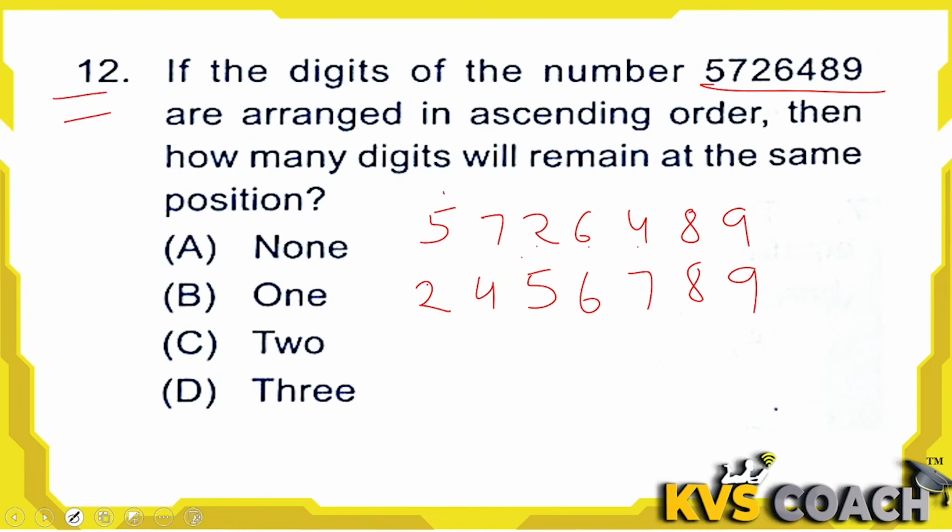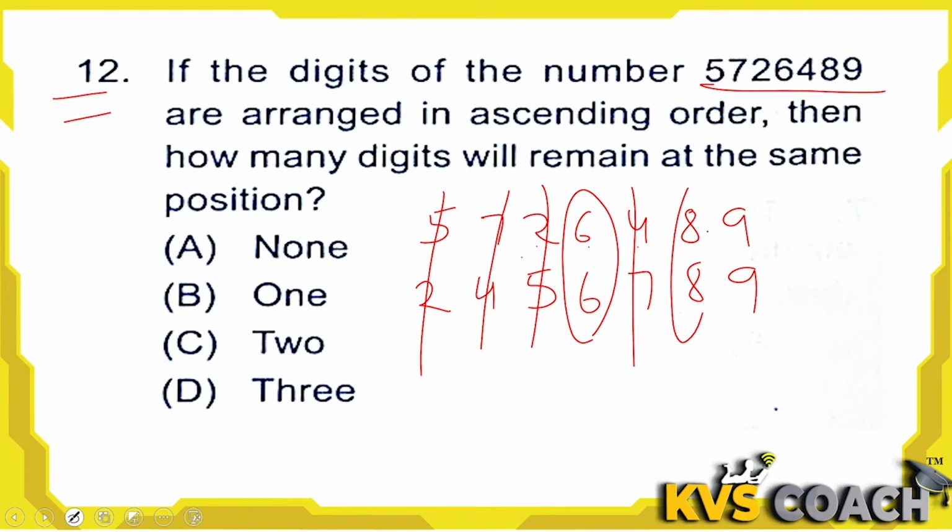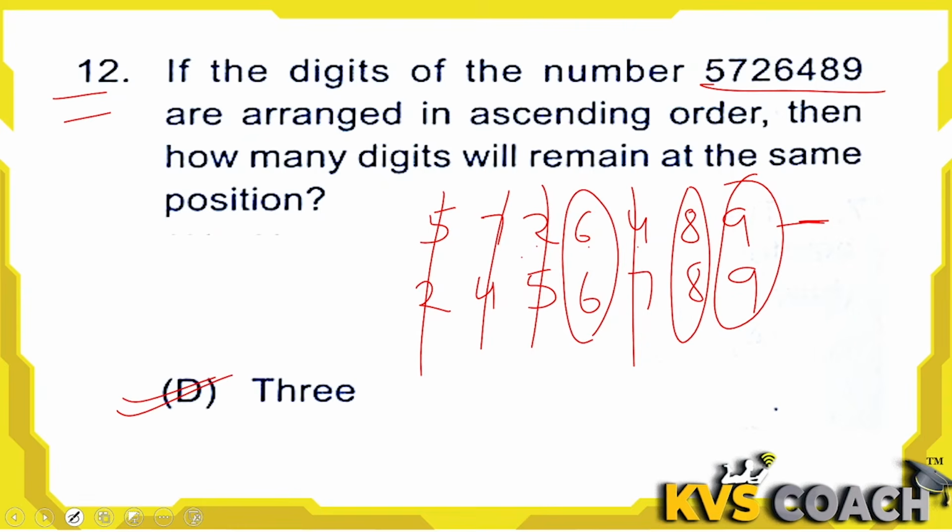Then what will be checked? This is not correct, this does not have the same position, this does not have the same position, this has the same position. This is not, but this has the same position. So 3 numbers have the same position as in the original number. So how many numbers? 3. Option D is the right answer here.